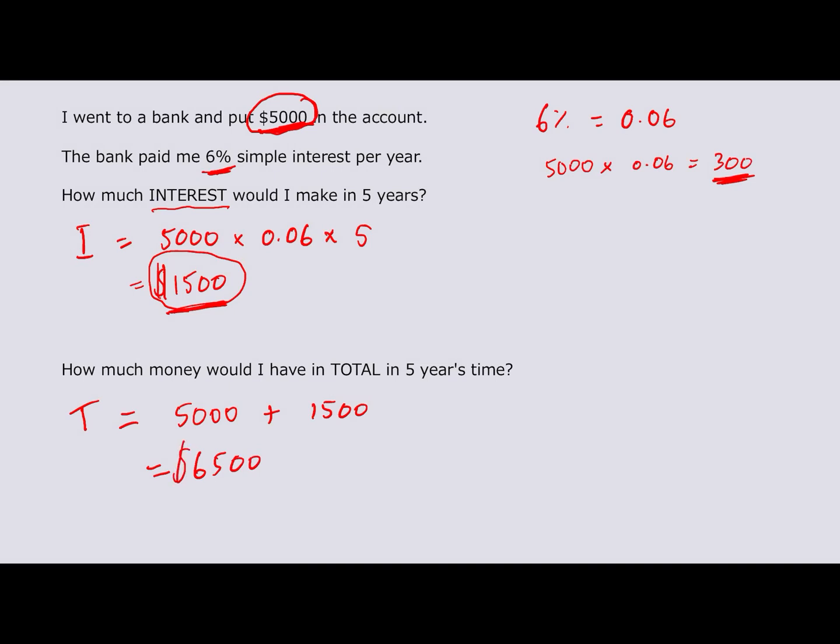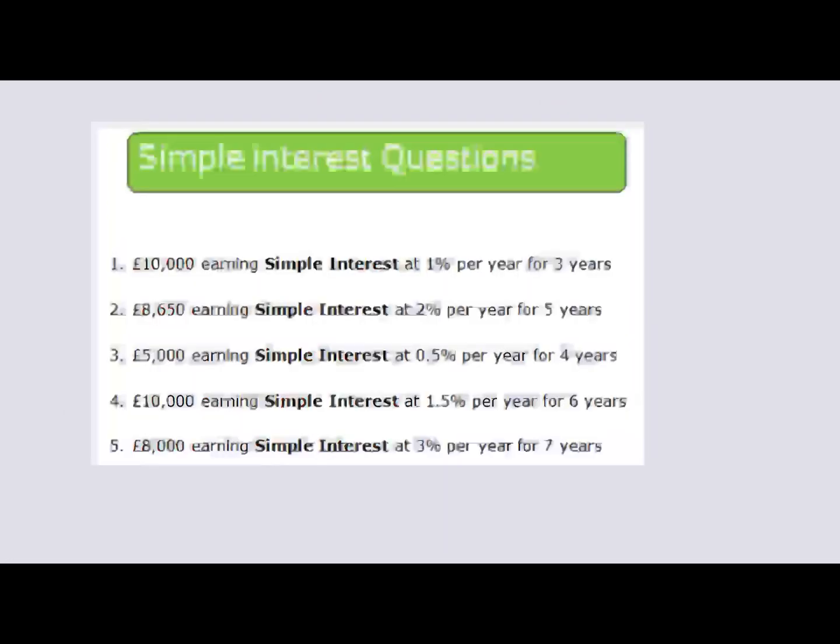So how much money would I have in total in 5 years' time? I'll say T for total is going to be $5,000 plus the interest. So that's going to be $6,500. So you started out with $5,000 and after 5 years, you had $6,500. That is your reward for keeping your money with that particular bank. You've managed to earn an extra $1,500. I hope that makes sense. If it doesn't, you come on the call and ask me.